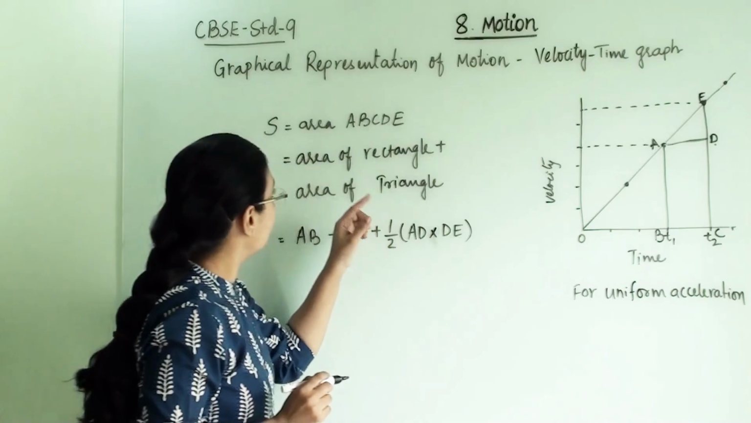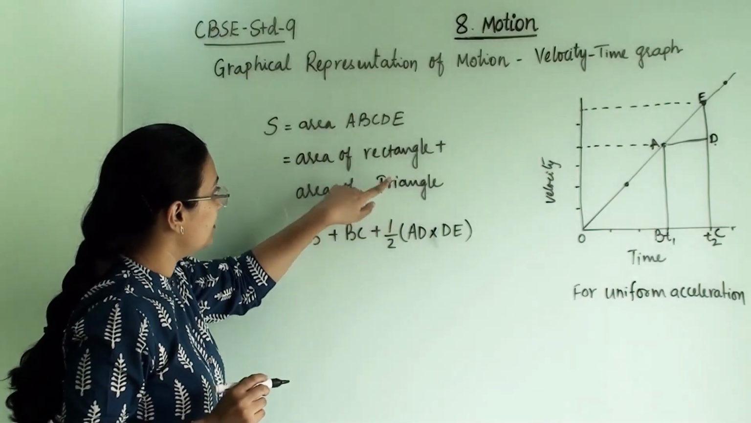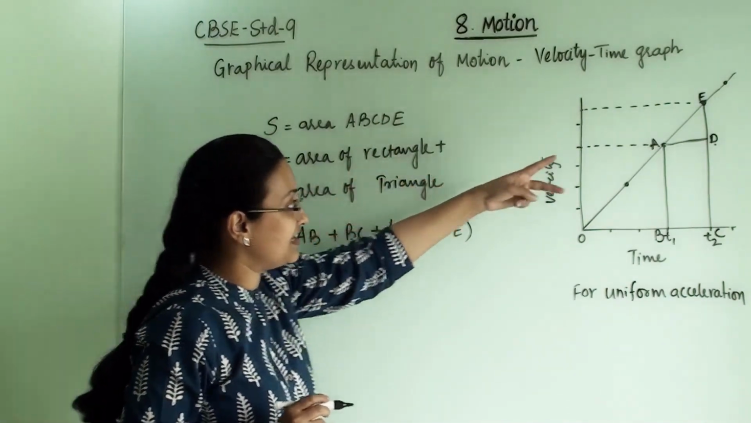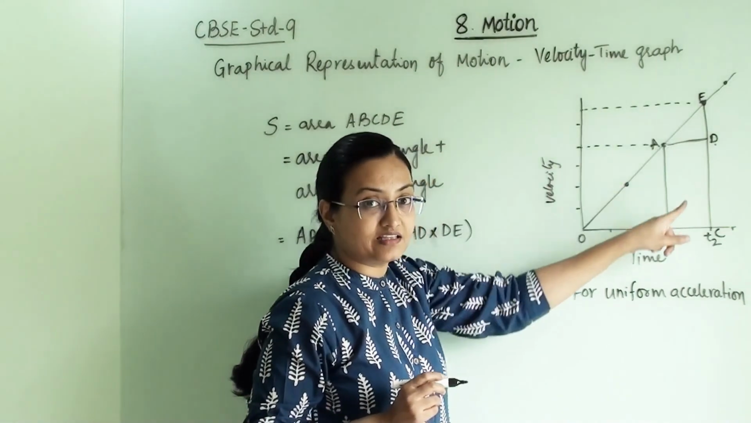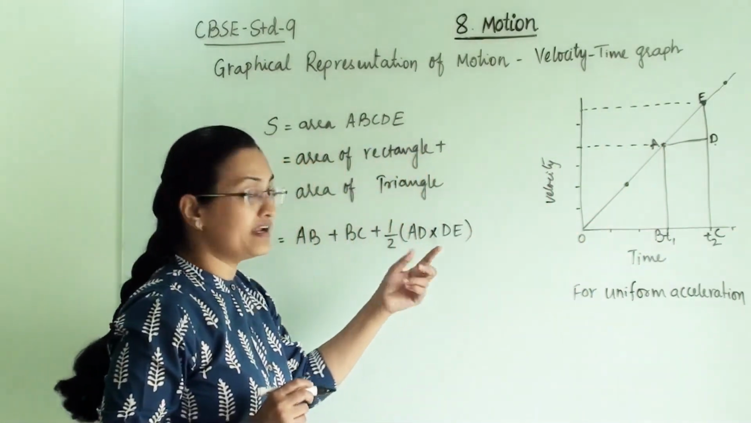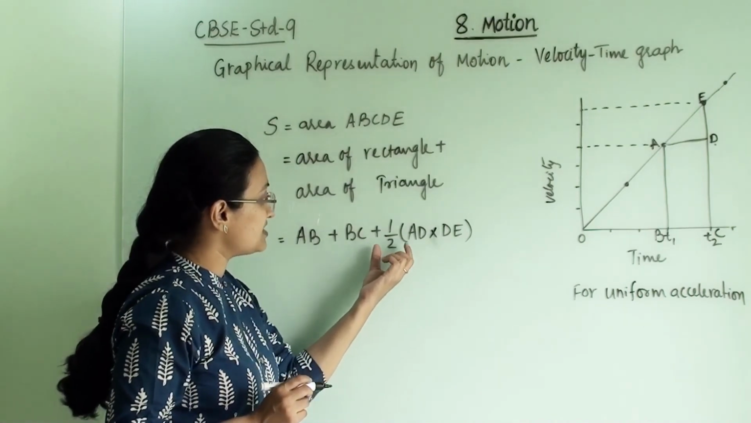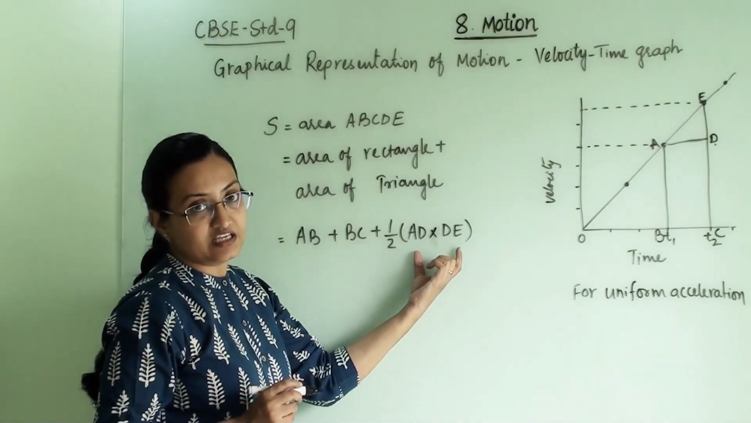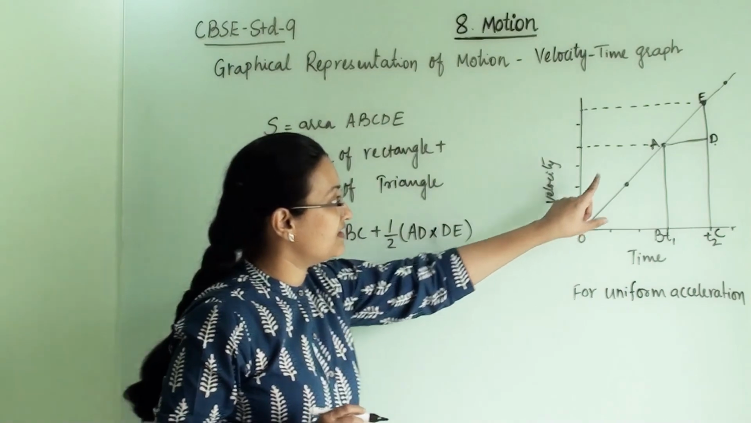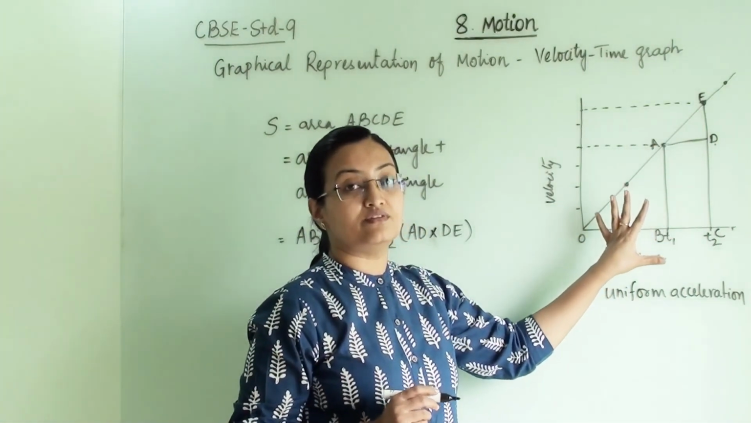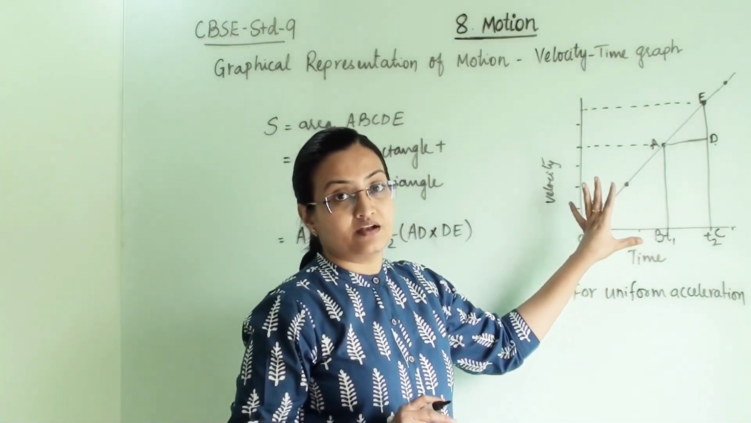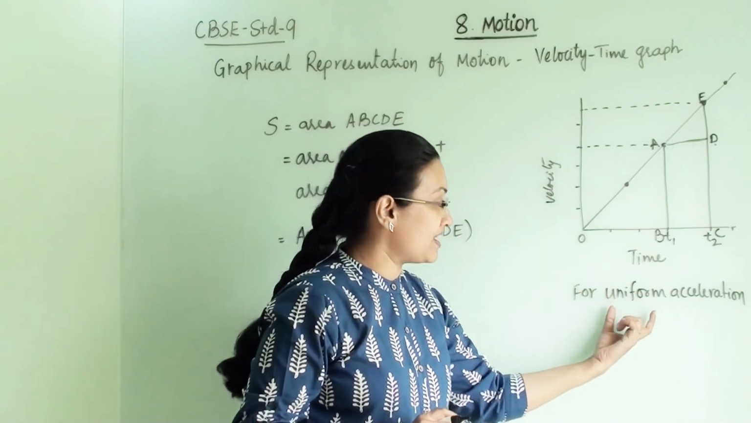So this is the area of the triangle and the area of the rectangle. When we add these two, we will get the complete area under ABCDE. So that is AB plus BC plus half AD into DE. This is the complete area under this, and this area will give us the distance traveled by this object via this uniform acceleration.